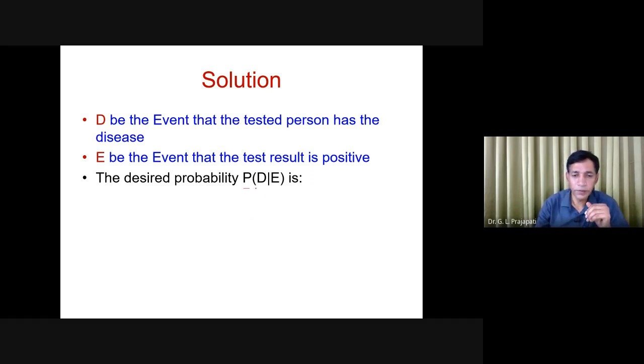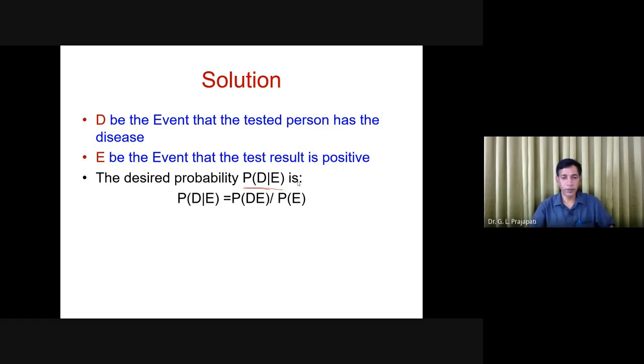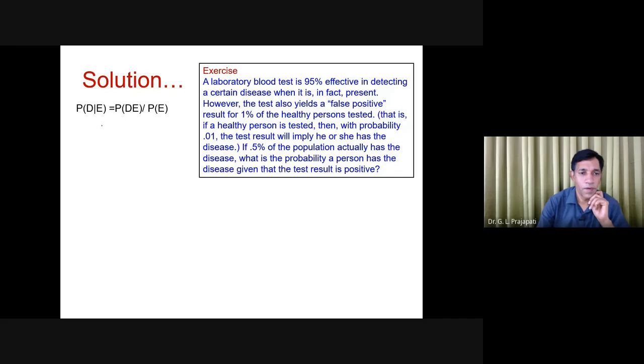We need to know the probability that the person has the disease given that the test result is positive, because we know the test result is positive in two different scenarios: actually there is a disease, or it may be the case of the false positive. So that's why you need to know the probability for the event that the person actually has the disease given that the test result is positive. And now you can compute like this with the Bayes theorem. We are interested to determine this probability.